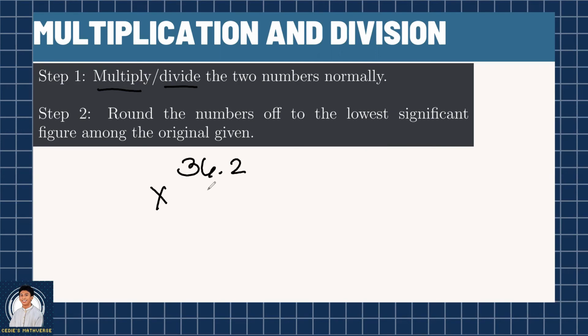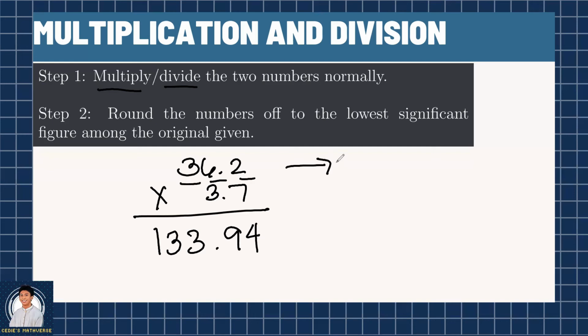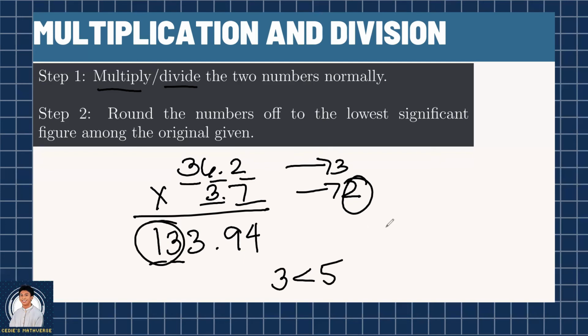36.2 times 3.7. We multiply it as it is, and we get an answer of 133.94. We will count the number of significant figures for each number. 1, 2, 3, and 1, 2. So we will round it to the nearest 2 significant figures. 1, 2. Since 3 is less than 5, this 13 will remain and will not change, and the answer is 130.